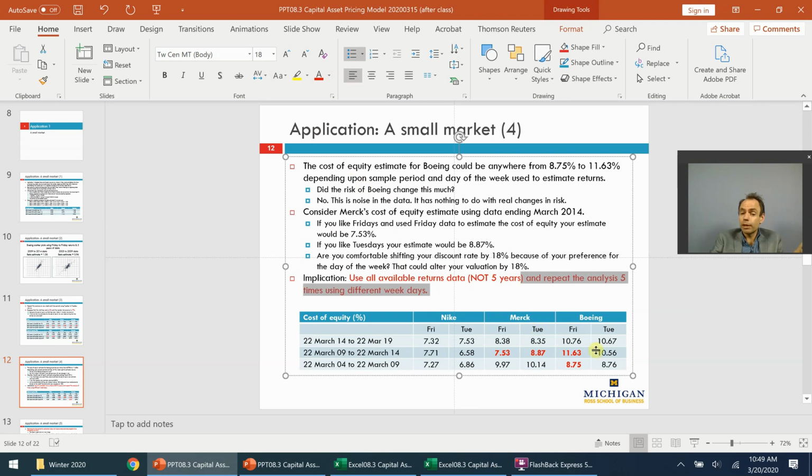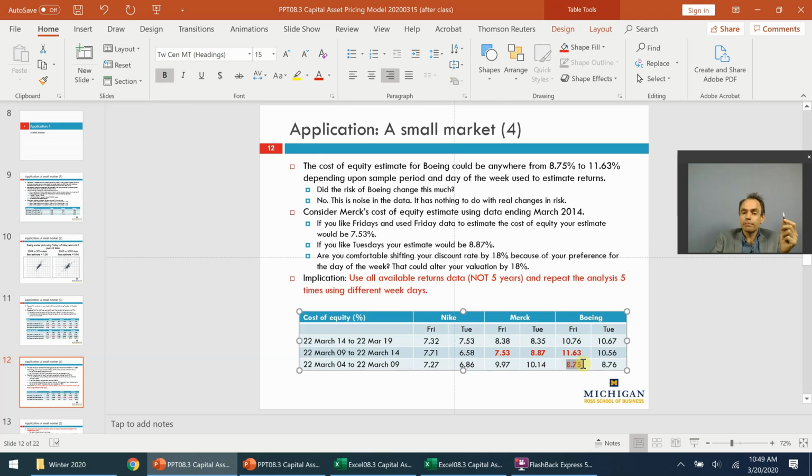Take Boeing, for example. If you analyse data from March 2004 to March 2009, the cost of equity estimate would be 8.75%. If you repeat that analysis using later time periods, you could have 12% or 11% as your discount rate. The discount rate shifts dramatically. Is it shifting dramatically because of something truly changed in the risk of the company? Or is it shifting dramatically just because of events that happened, which are just noise in the historical data?